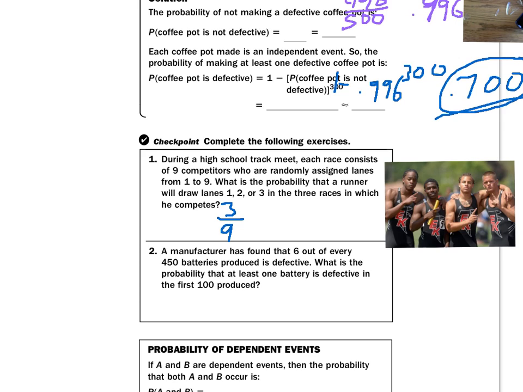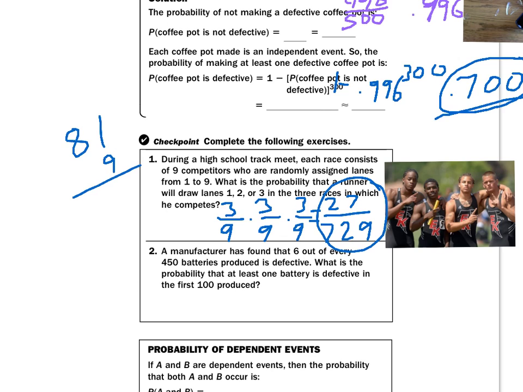in 3 races in a row: 3 out of 9 times 3 out of 9 times 3 out of 9. Hopefully you saw that that's 1/3 times 1/3 times 1/3, but maybe you didn't. It would be 27 out of 9 to the 3rd power, which is 81 times 9, 729. Or 1/3 times 1/3 times 1/3, which is 1 out of 27, which is what this would reduce to.